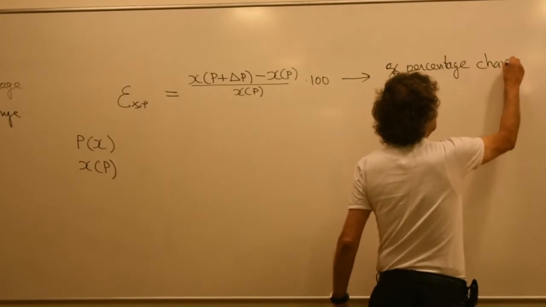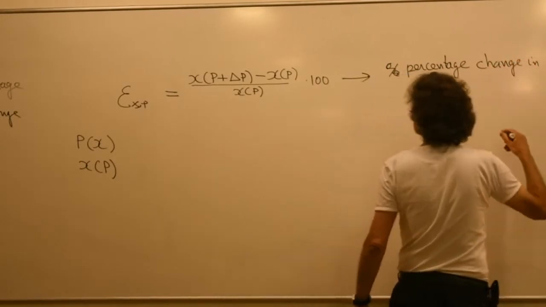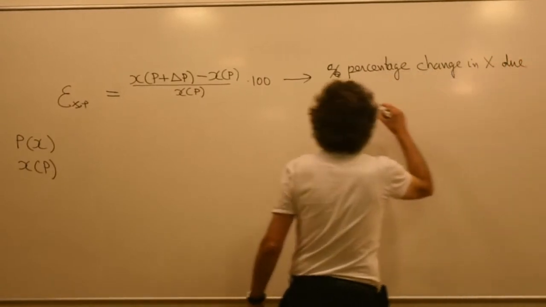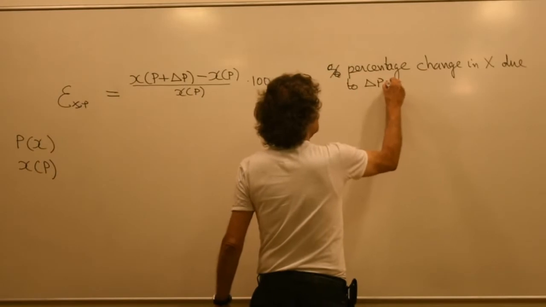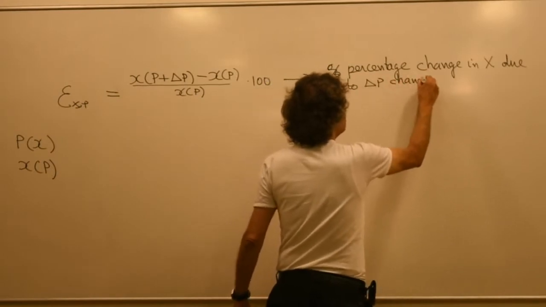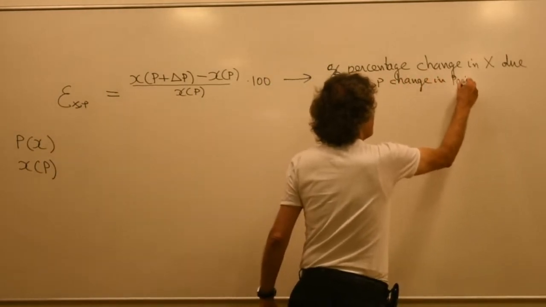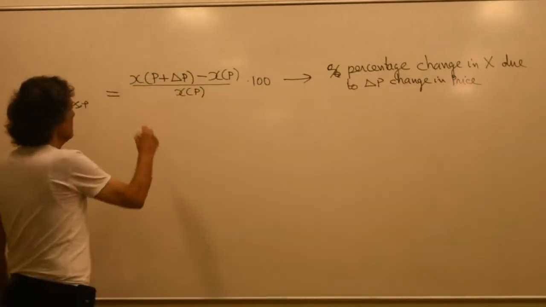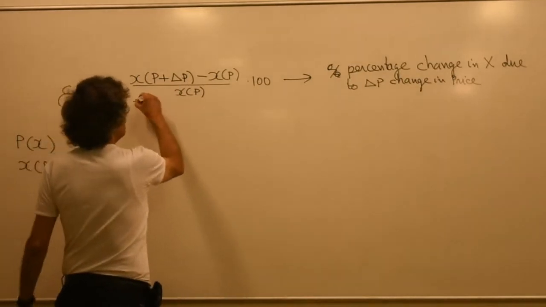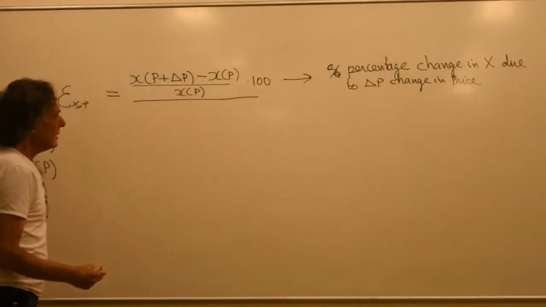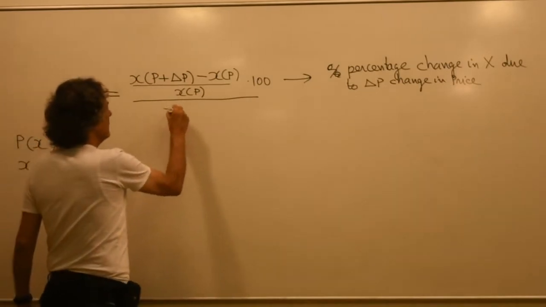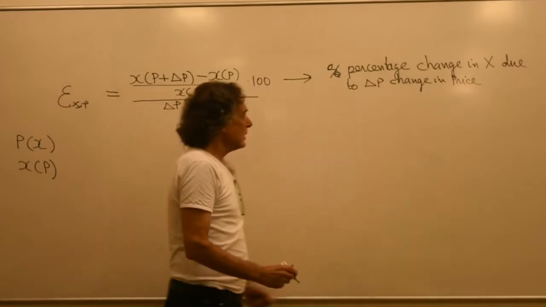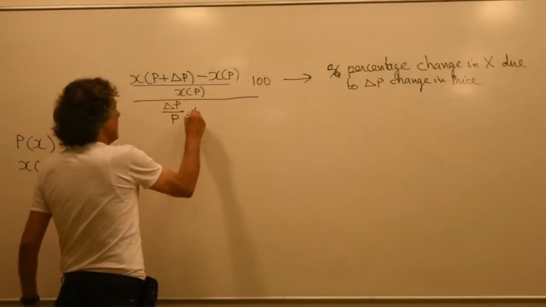So this will be the percentage change in X due to delta P change in price. But now I want to divide that, I want to see per unit of price. So the change is actually delta P. In terms of percentage, I have to divide by P times 100.